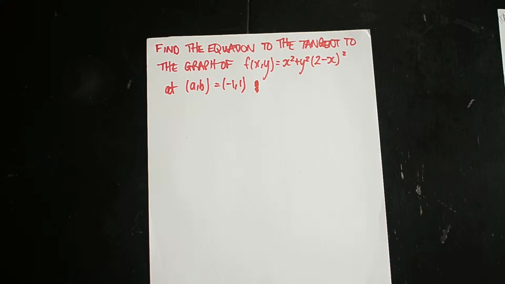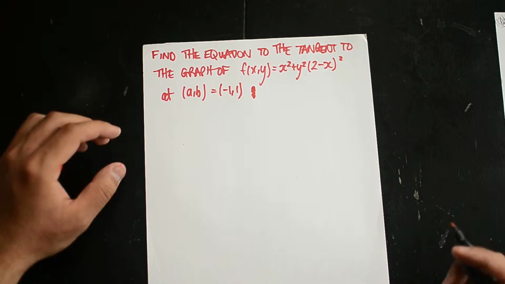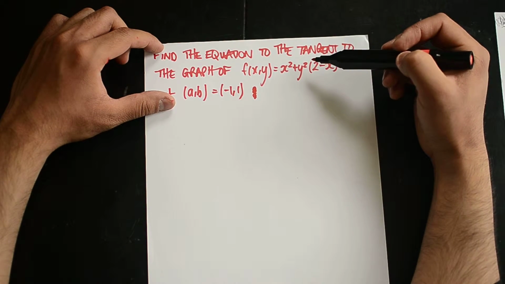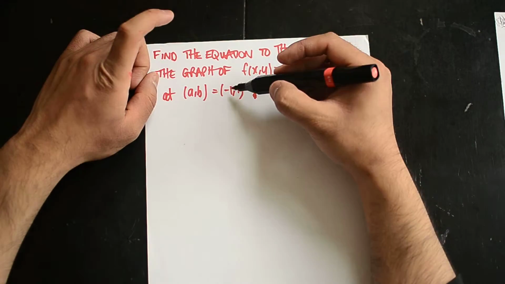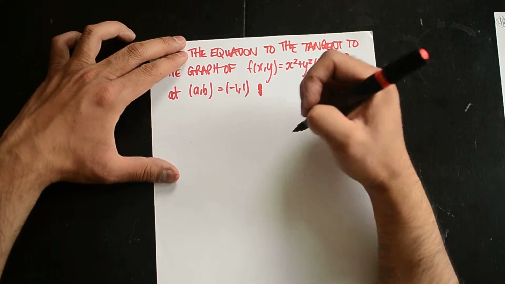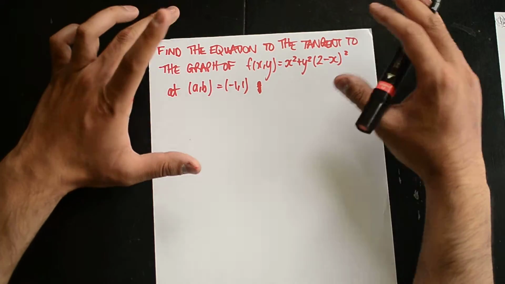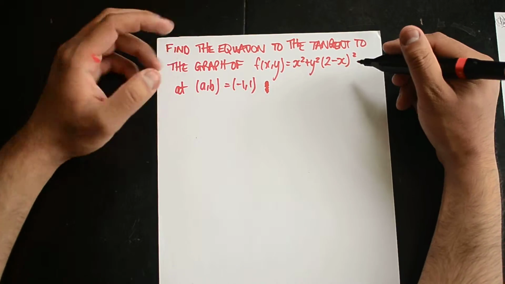Here we're going to do another question where it will ask you to find the equation of the tangent plane to the graph of this at the points a, b equals -1 and 1. In the previous video I went over a problem which was similar but with different points, a little bit different here.